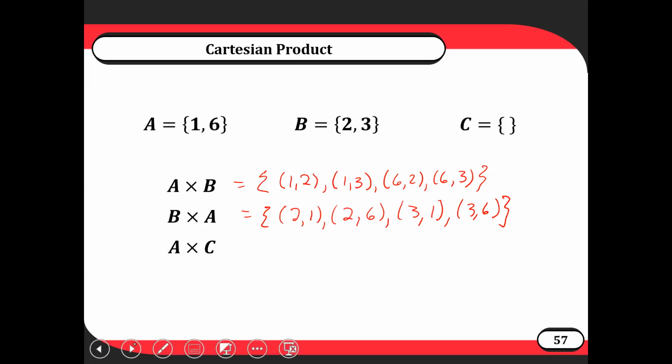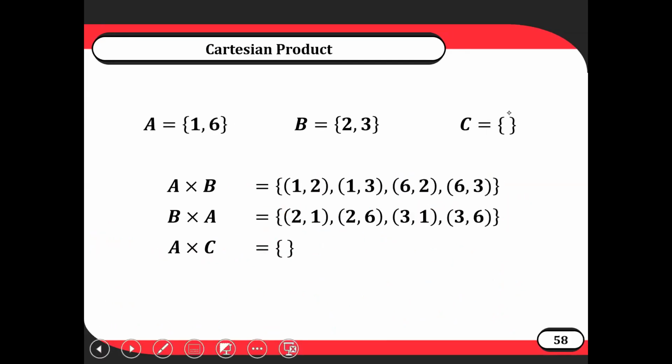So A cross C is what then? No, so the definition is that we need one element from each set. No, so it's actually just the empty set because we have no elements in C to draw from. All right. Make sense? Any questions?